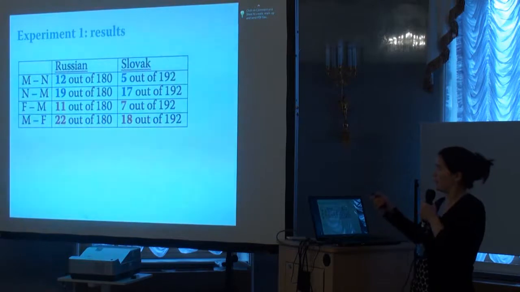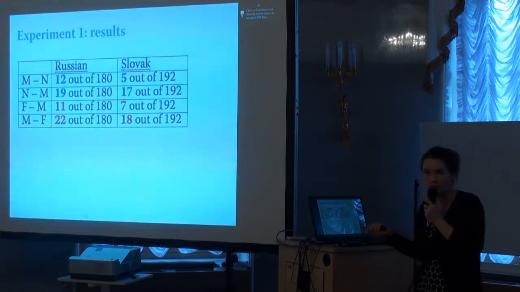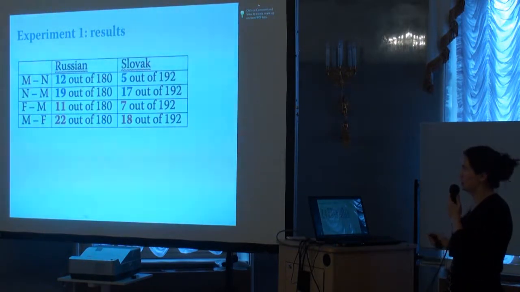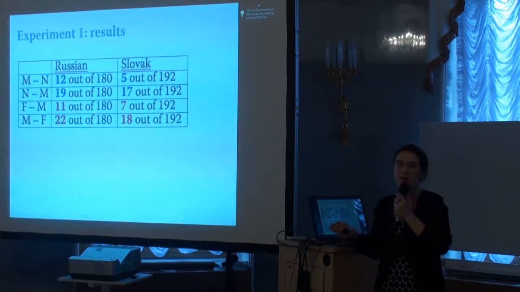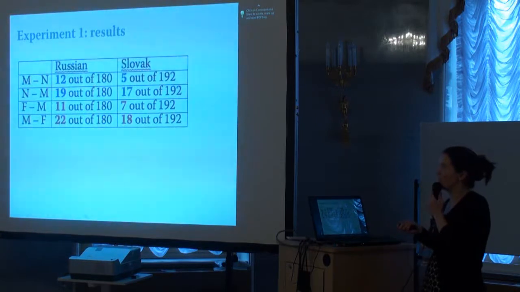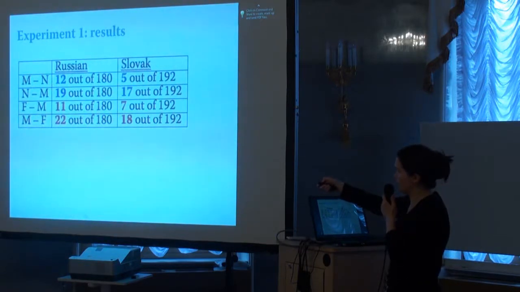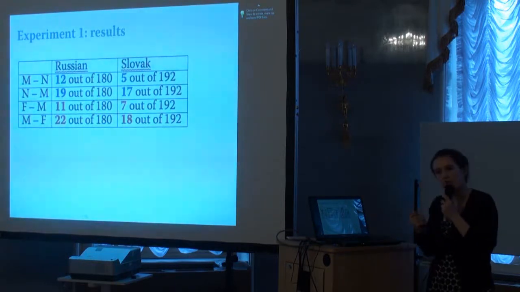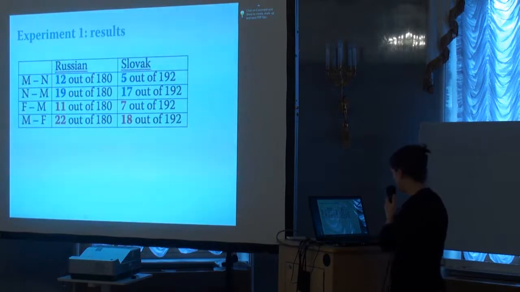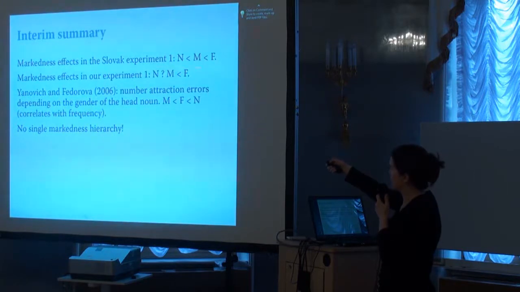So if we try to explain this pattern, what seems to matter here is how features... not frequency for sure, because masculine is the most frequent, then comes feminine, and then neuter. But this correlates with what we see in the grammar, what is used as default. As I mentioned, in Russian and in Slovak, neuter is used as default in impersonal sentences. In Russian, in case of gender conflict, masculine is used as default. And as far as I understand, in Slovak, the situation is more complex here. So, let me repeat. Here are markedness effects in the Slovak experiment.